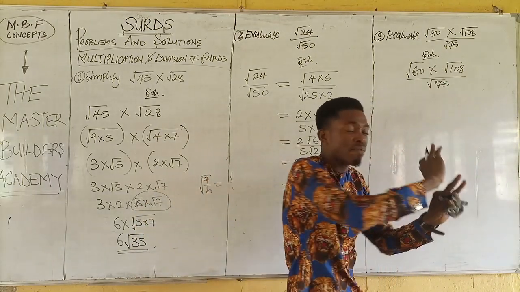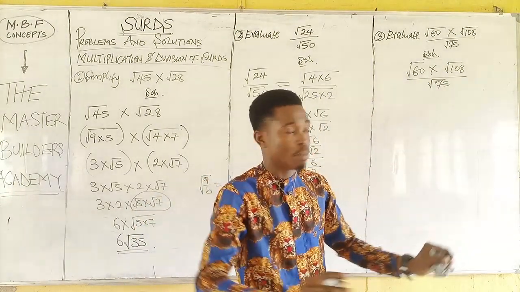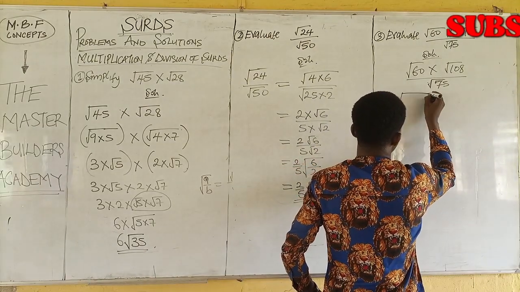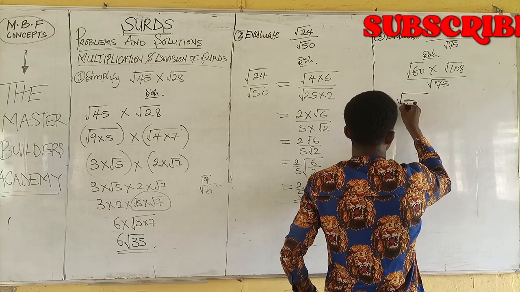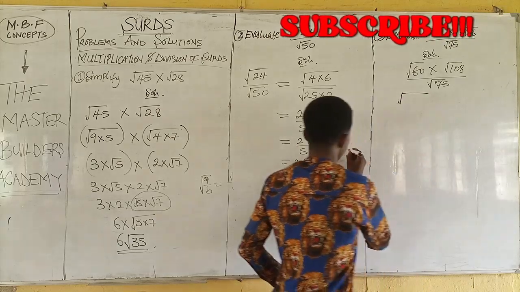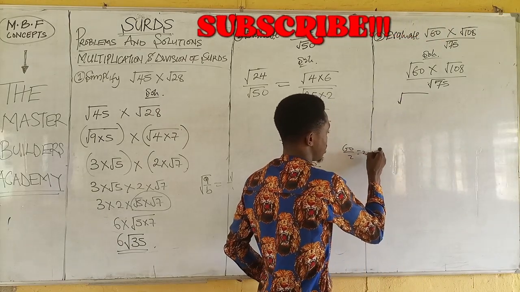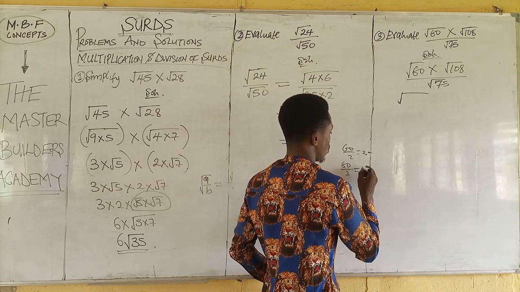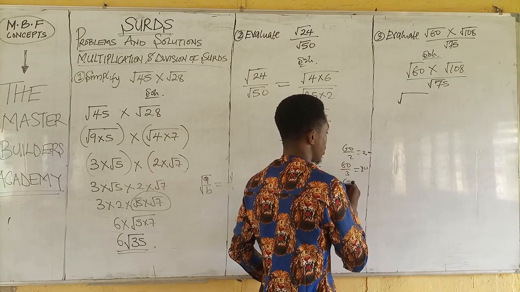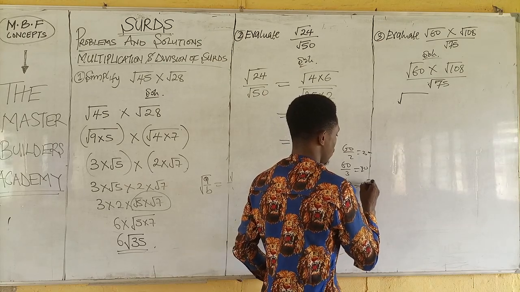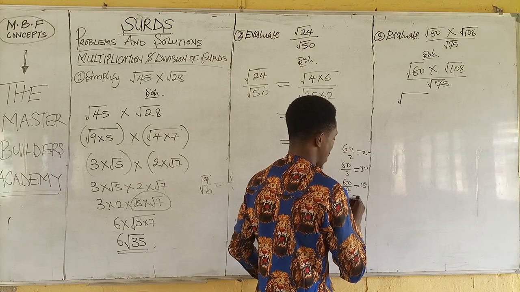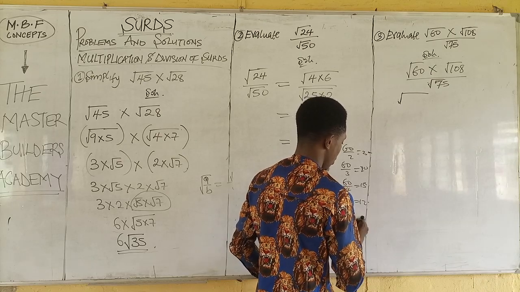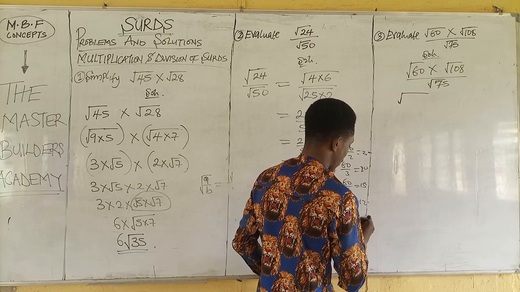So we want to simplify each of these to the least possible. And how do we do this? Root of 60 would have given us what? Now, 60 divided by 2 would have given us 30. None is a perfect square. 60 divided by 3 would have given us 20. None is a perfect square. Then 60 divided by 4 would have given us 15. Then 60 divided by 5 would have given us 12. Then 60 divided by 6 would have given us 10.